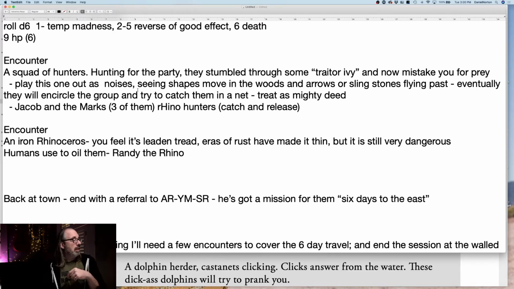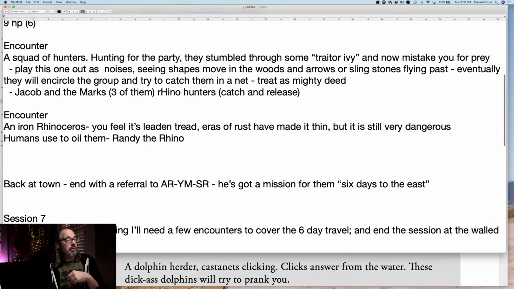I figured that they were going to try to catch the party in a net, and I just made a note of that. Then when the time came for it to happen, I just played it by ear to see what would happen.